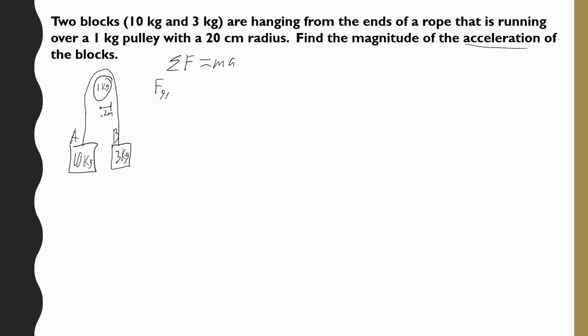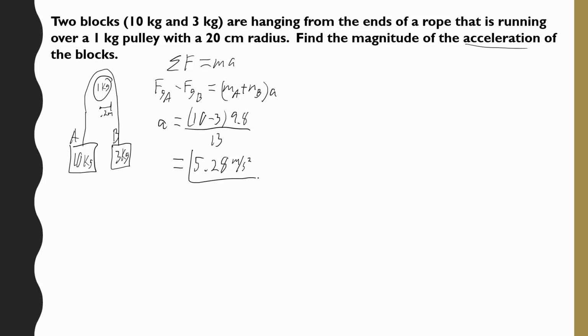So you'd have gravity on A minus gravity on B would equal the sum of the mass of the system, so mass of A plus mass of B. And we could solve for acceleration this way. So acceleration is going to be 10 minus 3, if you factor out a 9.8, divided by 10 plus 3. So the acceleration would work out to be approximately 5.28 meters per second squared.